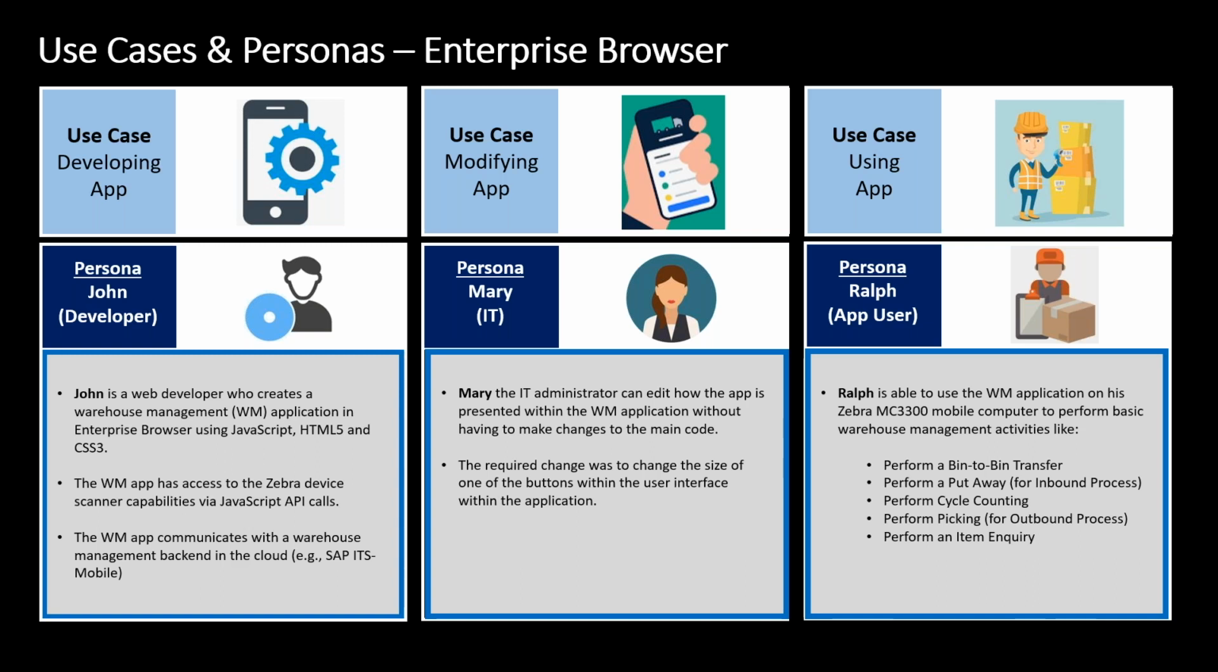So in this case, let's say it's the MC3300. All right, so that app can be used in a warehouse environment, scan packages, make API intent calls to a third-party warehouse management solution. So, for example, we could be talking about SAP's ITS Mobile, right?